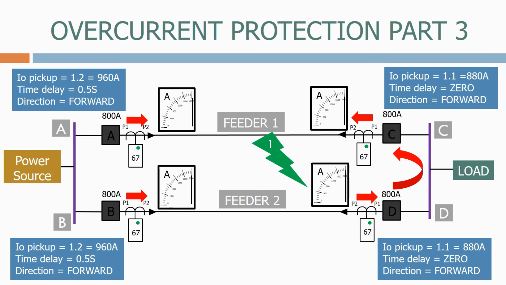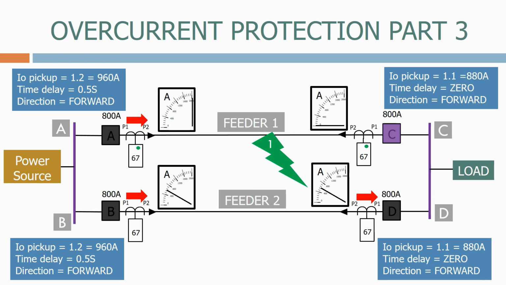All 4 relays saw an increase in current and therefore picked up. A and B will see current in the forward direction. End C will also see current in the forward direction due to the backfeed from feeder 2. End D will see current in the reverse direction. The first relay to trip will be on end C. There's no time delay and the direction is forward, which is correct.